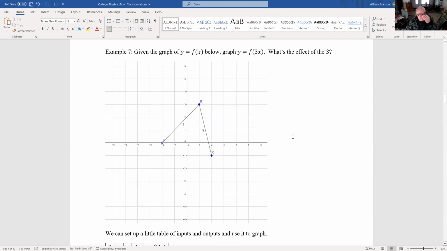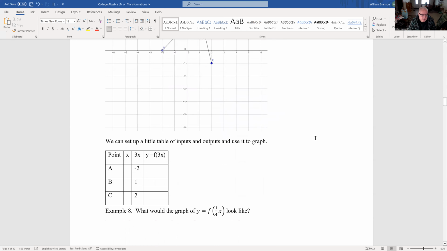So here's our same graph. What is f of 3x? And now the 3 is inside the parentheses. And so what we're doing is we're going to take x, and then we multiply by 3, and then we use that to get our output. So we know that if 3x is minus 2, and we plug that into the function, we get out 0. But again, if 3x is minus 2, what does x have to be? 3x equals minus 2, that means x is minus 2/3.